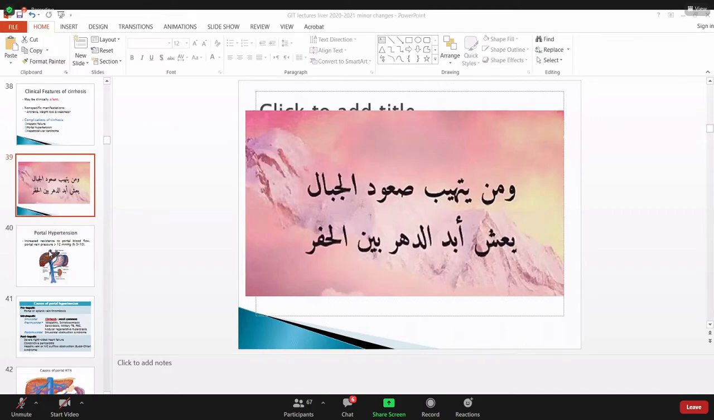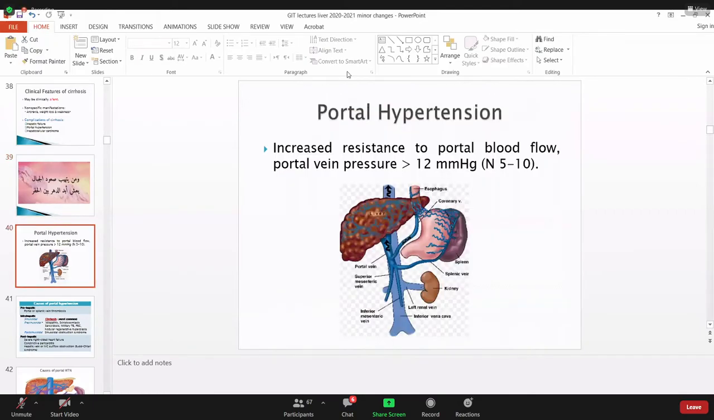So now for the next part of the lecture, رح نبلش نحكي شوي على ال complications of liver cirrhosis. So the first condition, انتو معي؟ معك دكتور. Okay. So for the first condition اللي هو رح نحكي عنه, portal hypertension.